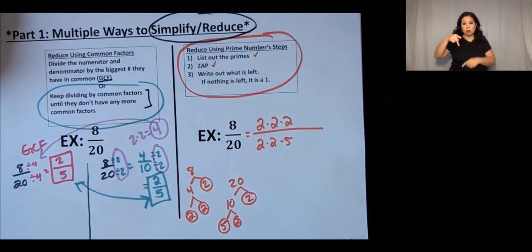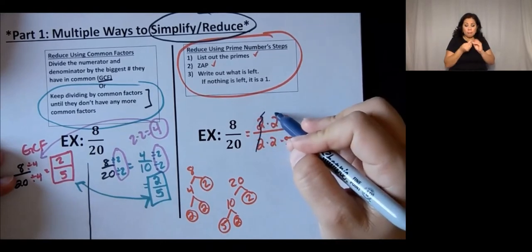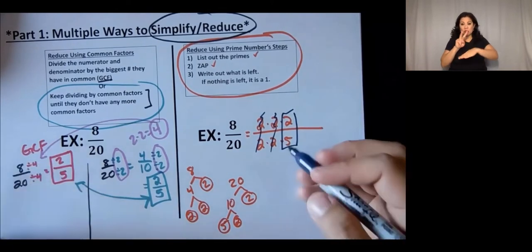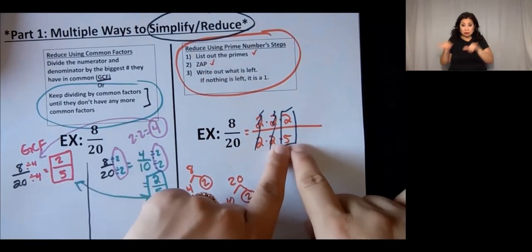Now I need a zap. What zap means is that you are going to cancel numbers out. 2 divided by 2 makes 1, so I'm going to zap it out. 2 divided by 2 makes 1, zap it out. We're left with 2 over 5. It's the same problem over here. Look, 2 fifths, 2 fifths, 2 fifths.